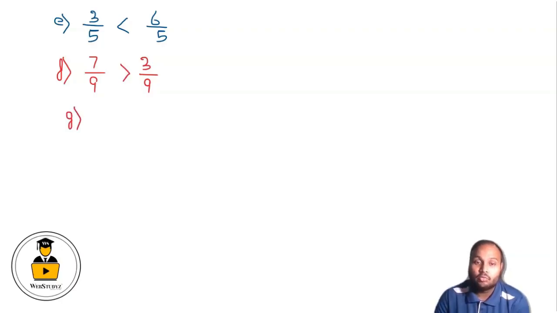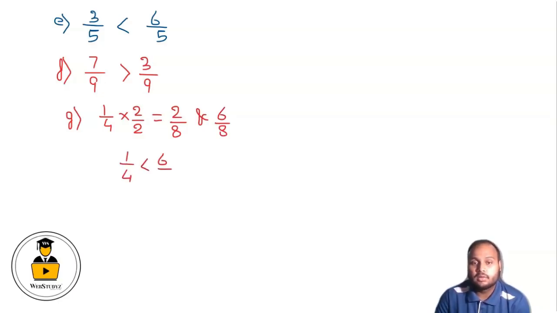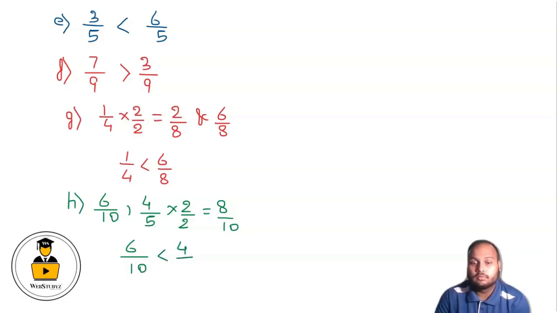In G part we have 1 by 4 and 6 by 8. So 1 by 4, if we multiply it by 2 by 2, we get 2 by 8, and the second number we have is 6 by 8. Therefore 1 by 4 is smaller than 6 by 8. Fine. Now move to the H part. In the H part we have 6 by 10 and 4 by 5. If we multiply 4 by 5 by 2 by 2, we get 8 by 10. From here we conclude that 6 by 10 is smaller than 4 by 5.